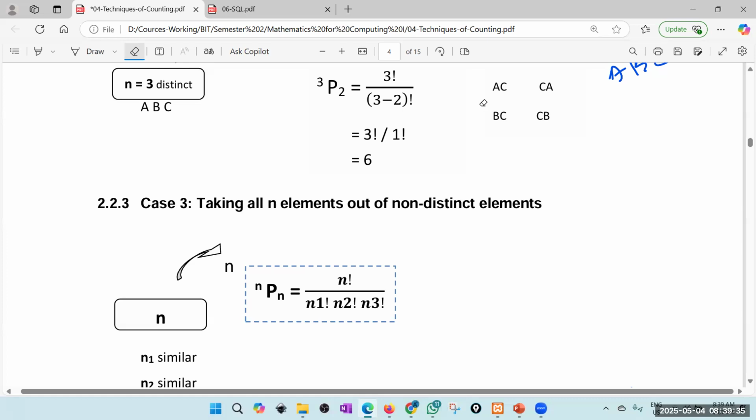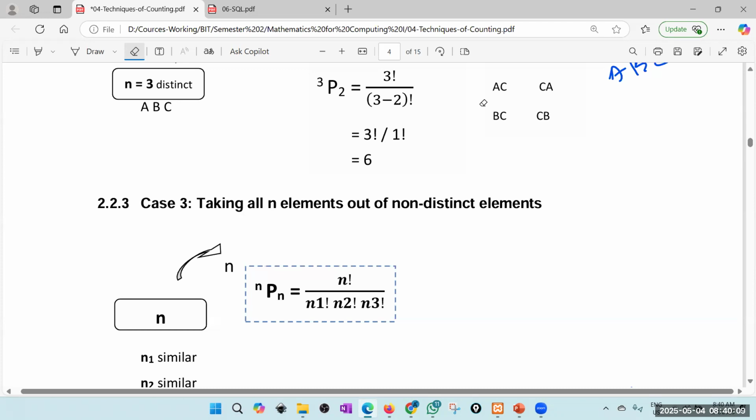Not very clear what you're telling. Can you slow down and explain it? Taking all n elements, and taking r elements out of non-distinct elements.